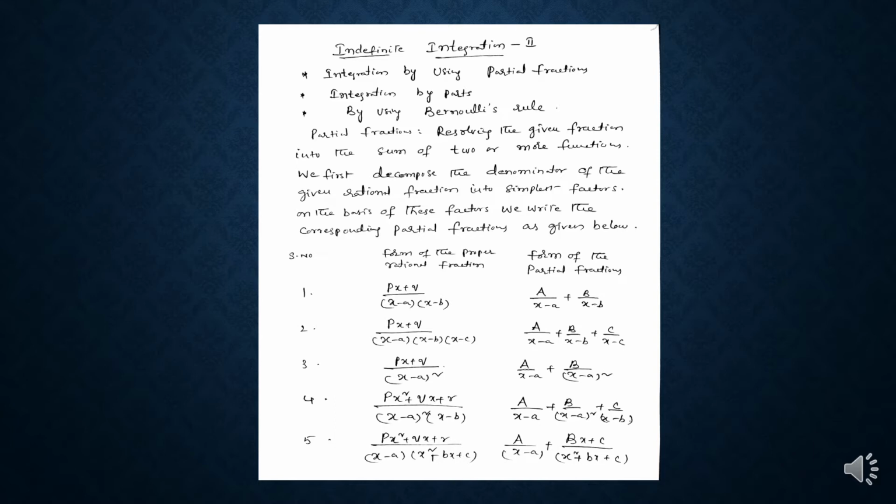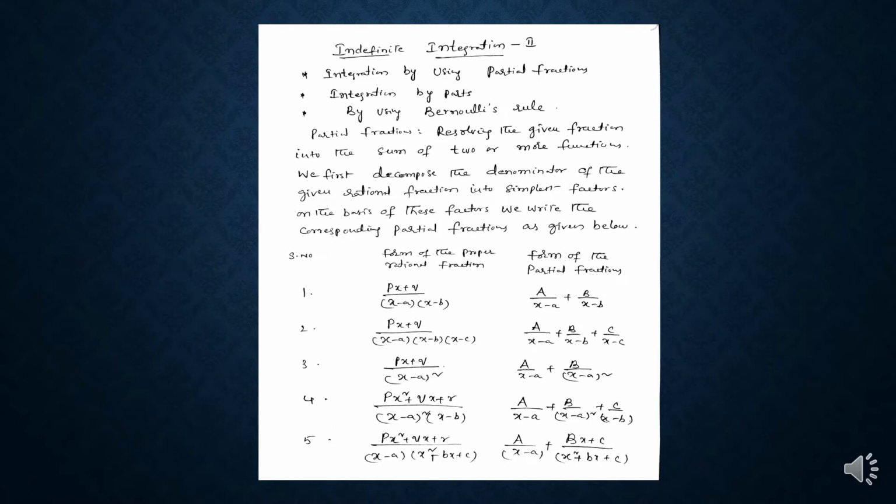Second type is if the integrand is in the form of px plus q by x minus a into x minus b into x minus c. Here we can observe that three linear factors are there in the denominator. To resolve it into partial fractions, take the constants A, B, C: A by first linear factor x minus a plus B by second linear factor x minus b plus C by x minus c.